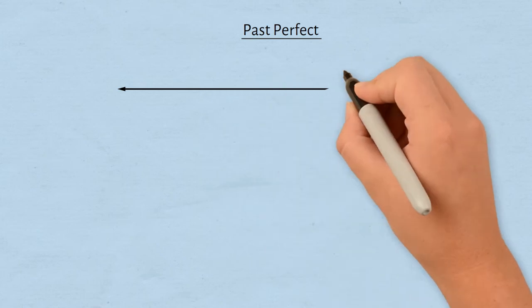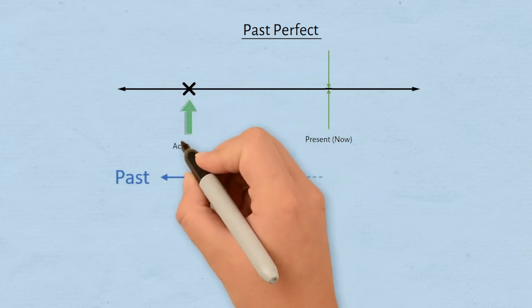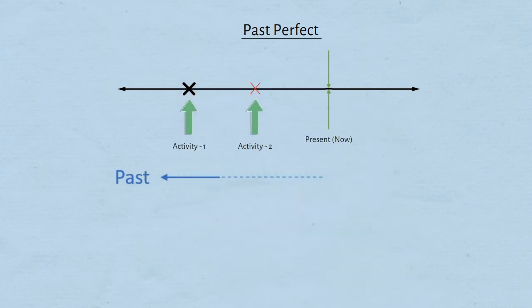Past perfect. In this section of the video, we will learn about the past perfect tense. The past perfect is an advanced tense, but we can easily understand it. With this tense, we refer to a time before the current time. We use it to show one of the activities that happened before another activity in the past.